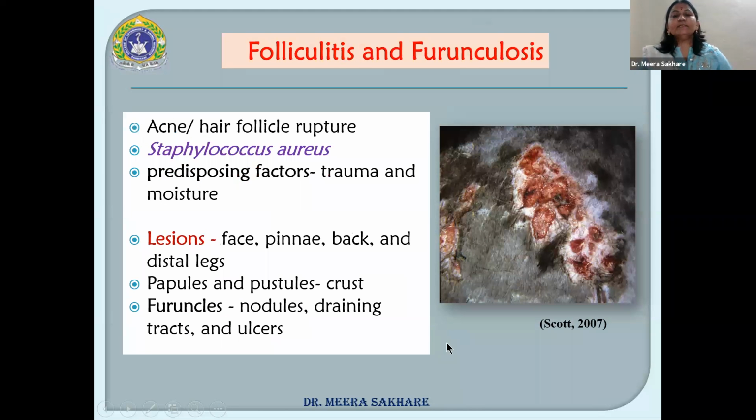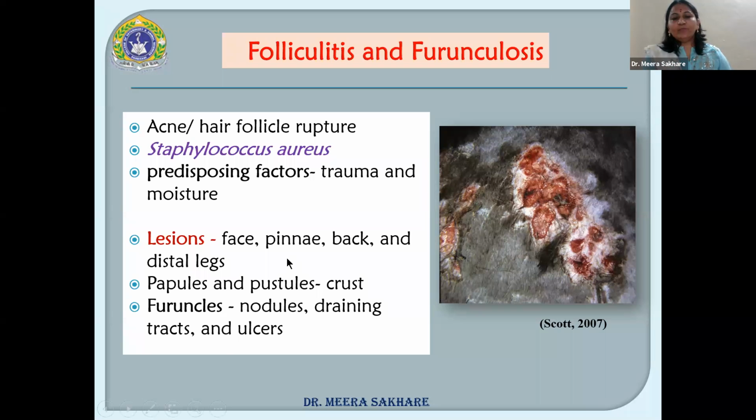Then the second disease is folliculitis or furunculosis. In demodecosis, small pustular nodules are there, but in folliculitis or furunculosis, we can see a rupture of the hair follicle. It is commonly known as acne or hair follicle rupture. Again, there is invasion of Staphylococcus aureus, and the most predisposing factors are trauma and moisture. So during the rainy season, or whenever there is a prolonged wet area on the skin of sheep and goat, at that time we can generally find an invasion of this bacteria.